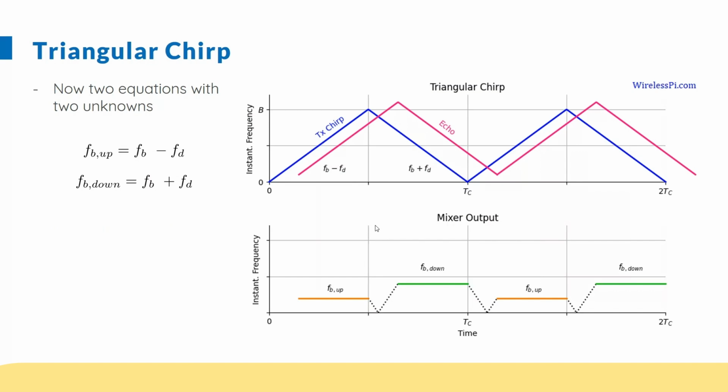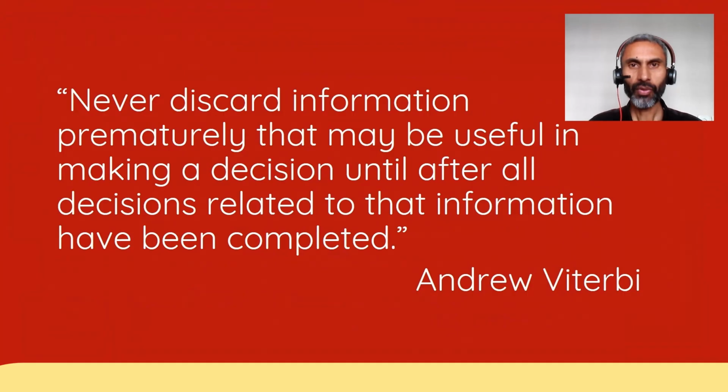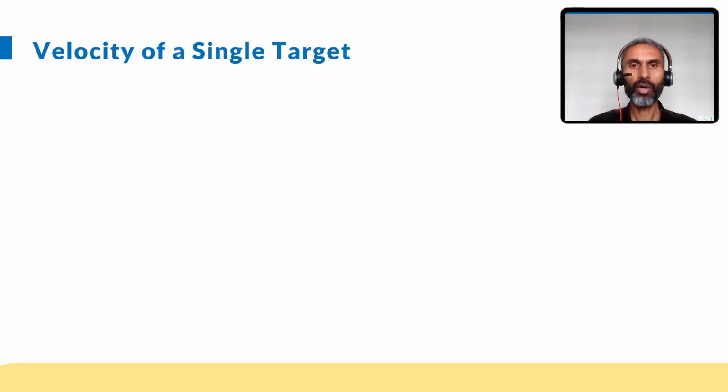The problem here is that what happens if there are several multiple different targets? Do we devise a chirp which goes up and down several times during a sweep time? This is not an efficient solution. So we do something else. Let us see what. For this purpose, we refer to another quote from another great communication scientist, and that is: never discard information prematurely that may be useful in making a decision until after all decisions related to that information have been completed. Let's see how we can apply this to this problem.